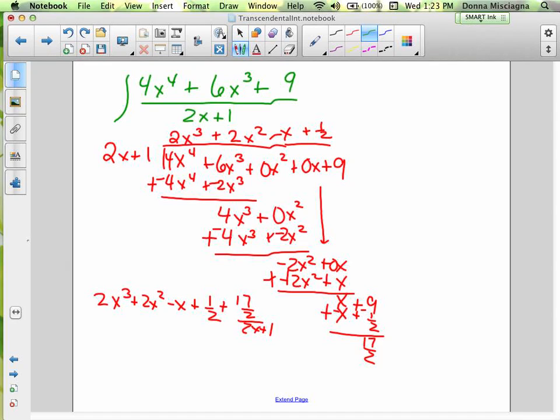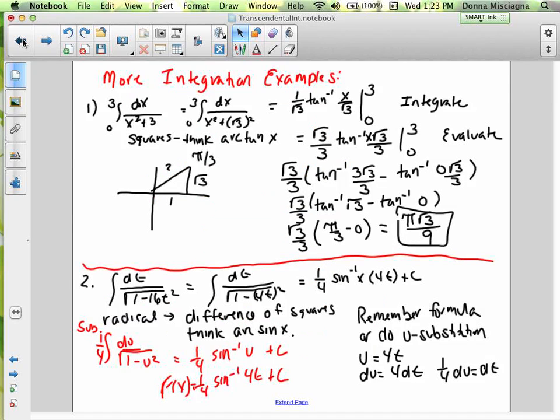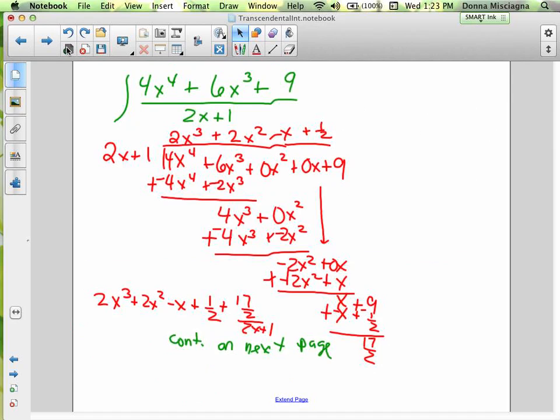And I'm just going to put continued on the next page. I have to learn to write smaller. I mean, look how big I wrote the question to begin with. Oops, I need to give ourselves a page. There we go.